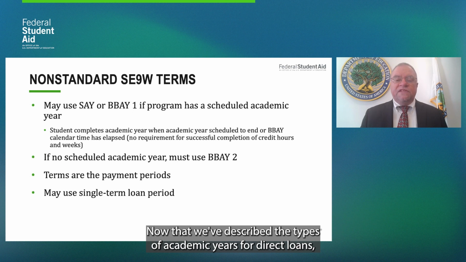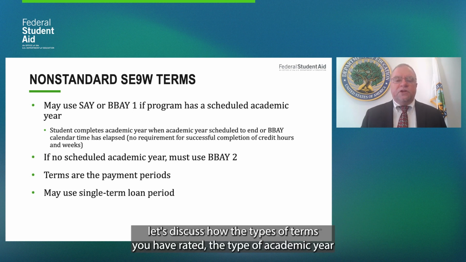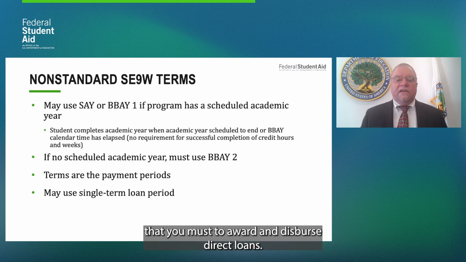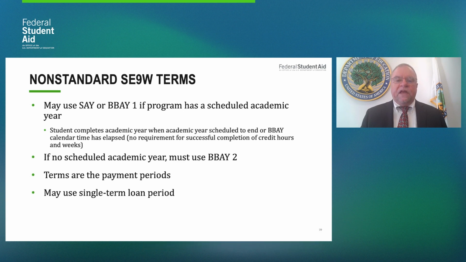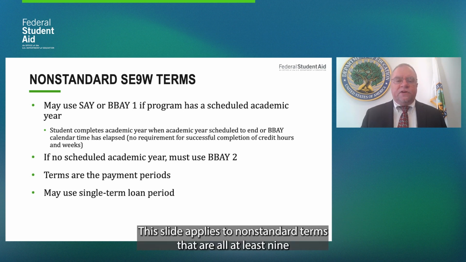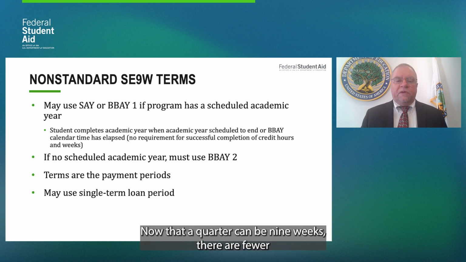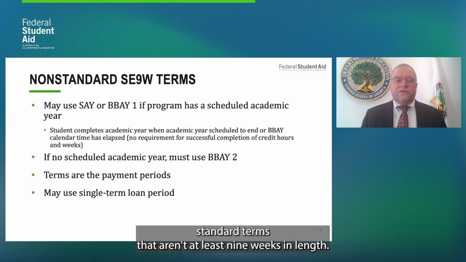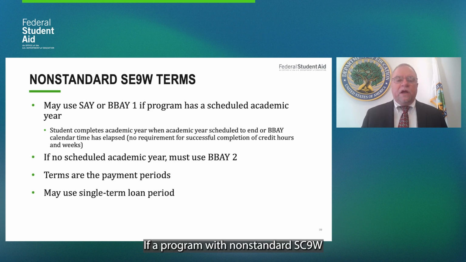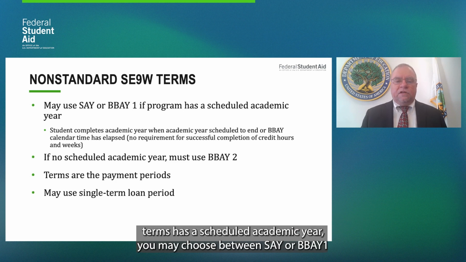Now that we've described the types of academic years for direct loans, let's discuss how the types of terms you have lead to the type of academic year that you must use to award and disperse direct loans. This slide applies to non-standard terms that are all at least 9 weeks in length. Now that a quarter can be 9 weeks, there are fewer standard terms that aren't at least 9 weeks in length. If a program with non-standard SE9W terms has a scheduled academic year, you may choose between SAY or BBAY1 to award direct loans.